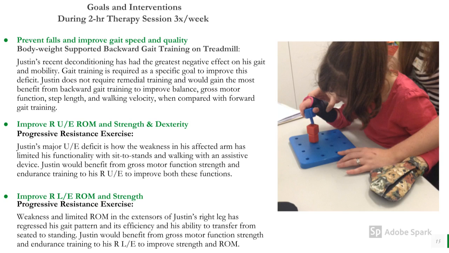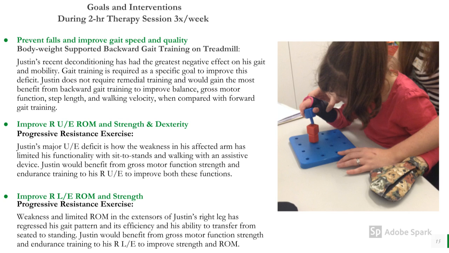In order to meet Justin's goals, these are the interventions that we will be applying. To prevent falls and improve gait speed and quality, we're using bodyweight supported backward gait training on a treadmill. Justin's recent deconditioning has had the most negative effect on his gait and mobility. Gait training is important, as a specific goal to improve this deficit. Justin would gain the most benefit from backward gait training to improve balance, gross motor function, step length, walking velocity when compared with forward gait training.